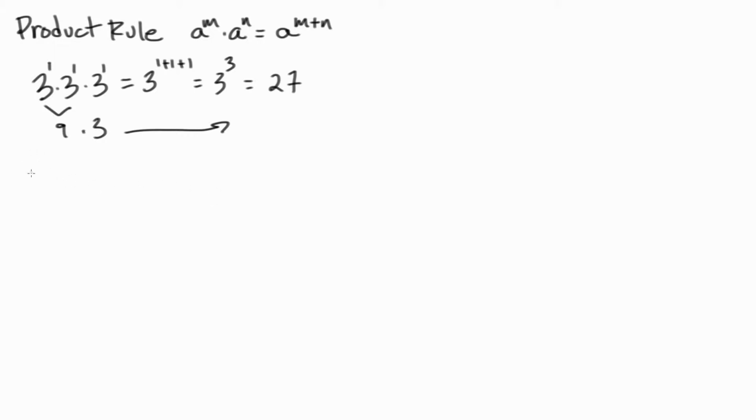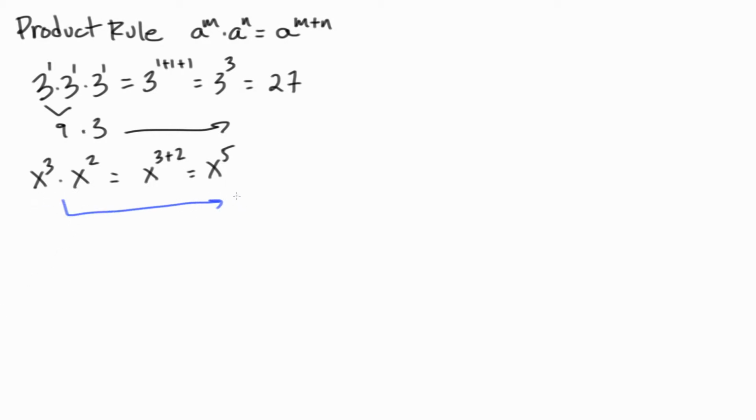Okay, so let's do another one. Let's do x to the third times x squared. So this time we have some factors that are variables. And what do we do? Well, it has the same factor, and we just say 3 plus 2, and that's going to give you x to the fifth.